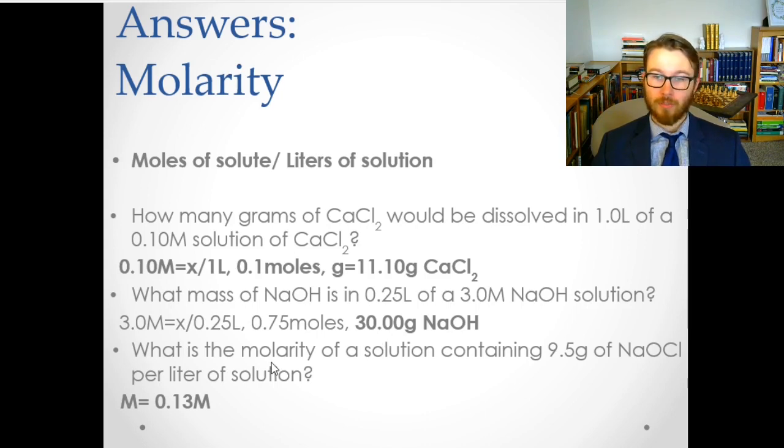Finally, what's the molarity when you have this many grams per liter? Well, you take 9.5 grams divided by the molar mass of NaOCl, and then you divide it by 1, and there you go, 0.13 molar. Remember, capital M means molarity means molar. So that's more molarity practice for you.